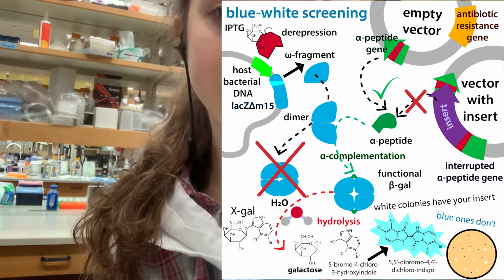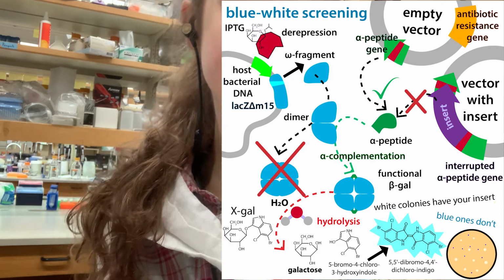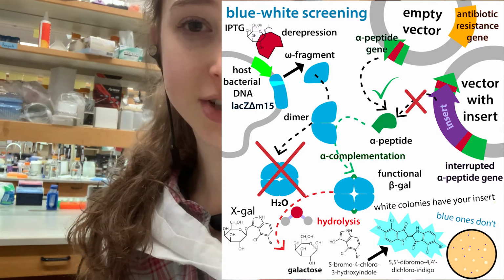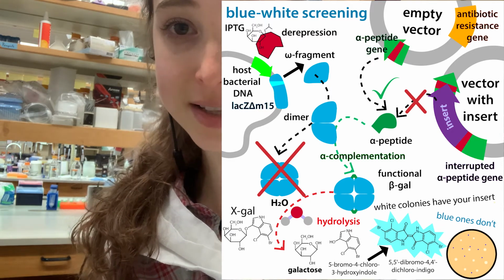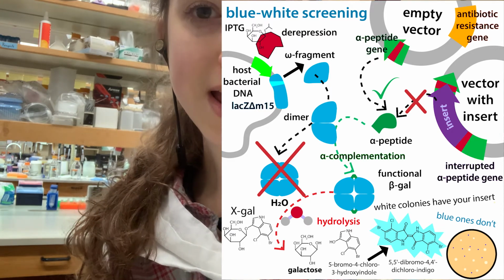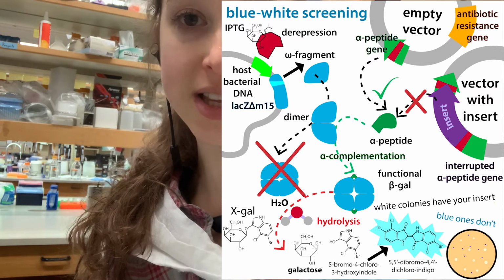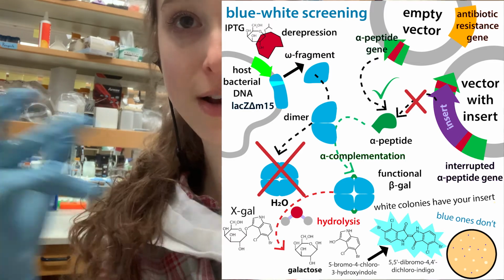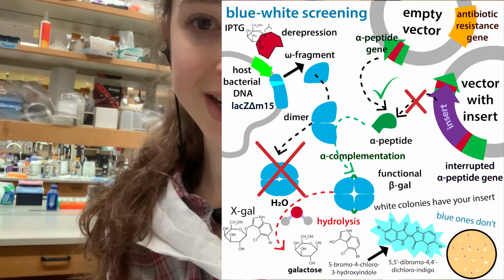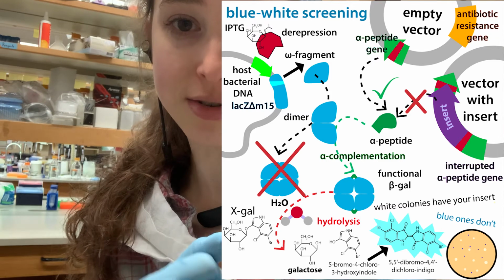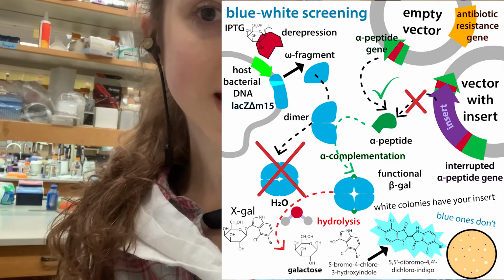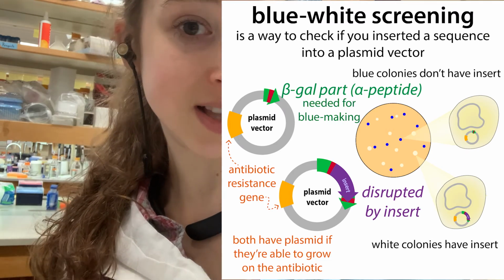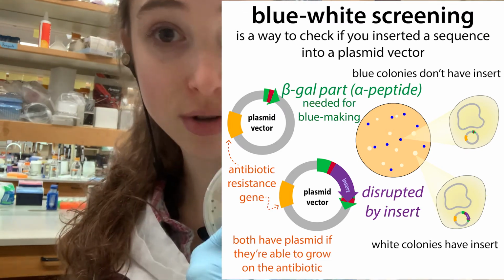When we use a combination of these special plates, these special bacteria, and these special plasmids, we can take advantage of this bacterial beta-galactosidase system in order to disrupt a gene that the bacteria need in order to make a blue product. If we disrupt that gene, then they can't make the blue thing, so that tells us that the plasmid is inside because it grew because of the antibiotic, and the fact that it's not blue tells us that our gene got inserted into the region.